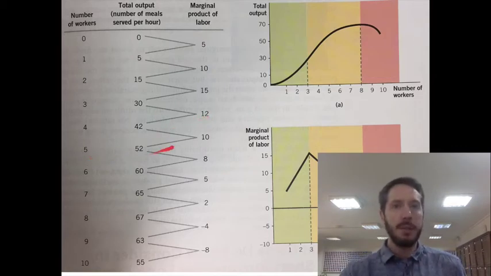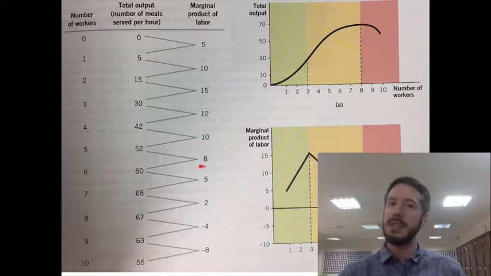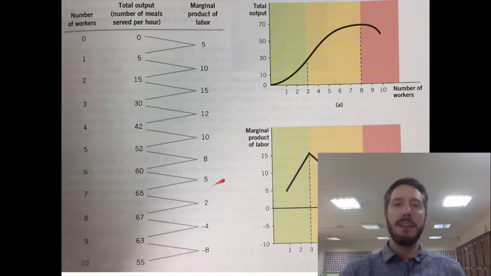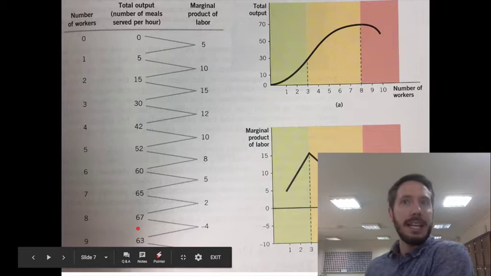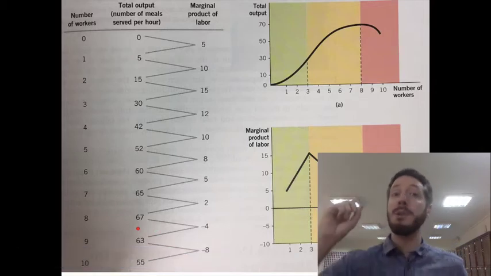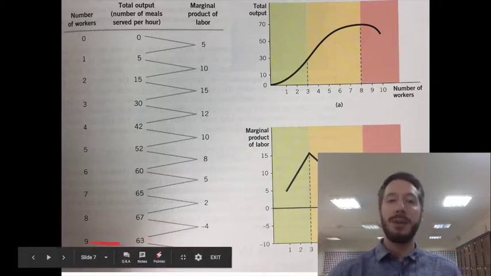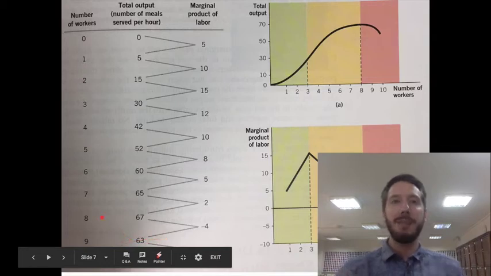With 5 people still putting out output, 6 people, 7 people, 8 people still having a positive output. It's only 2, but I'm still having more output. I'm still making more profit. But notice, when I add a 9th person to my restaurant, I'm actually making less output.